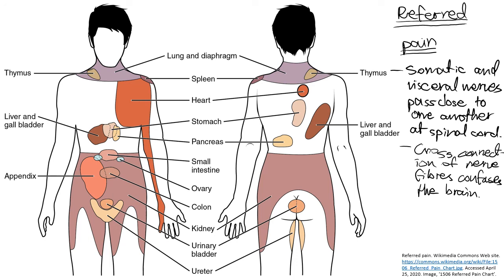And that localization is due to the concept of referred pain, which is when somatic and visceral nerves pass close to one another in the spinal cord and essentially allow for a cross-transmission or cross-connection of the nerve fibers and the nerve impulses, which confuses the brain as to where the pain is actually occurring. So even if, for example, the pain is occurring in the kidneys, the actual sensation of pain is felt in the entirety of the lower abdominal area and the superior part of the lower limb.